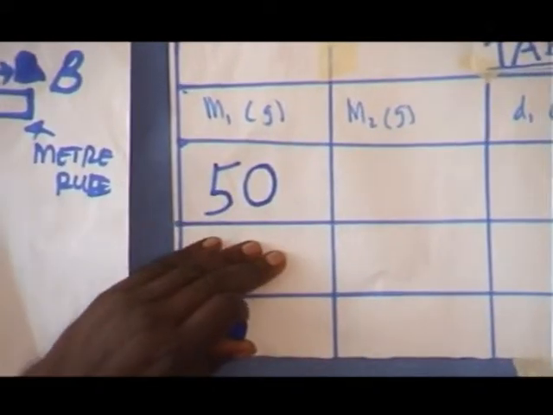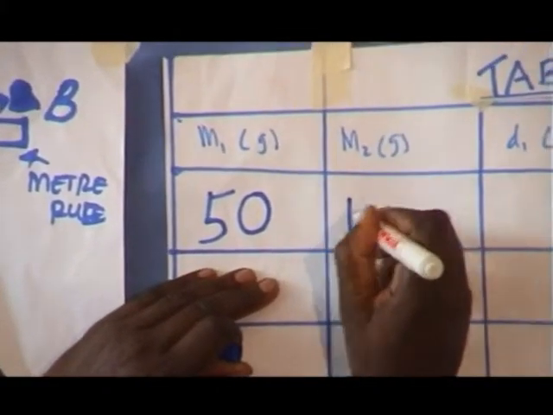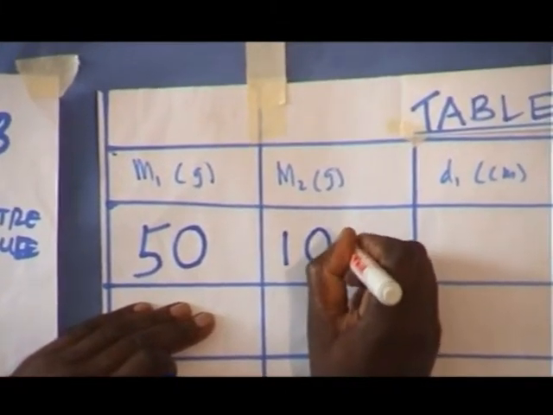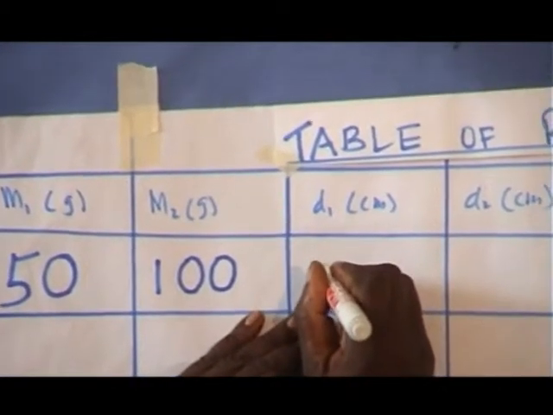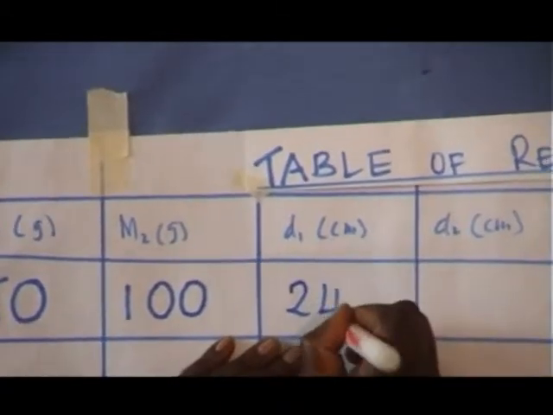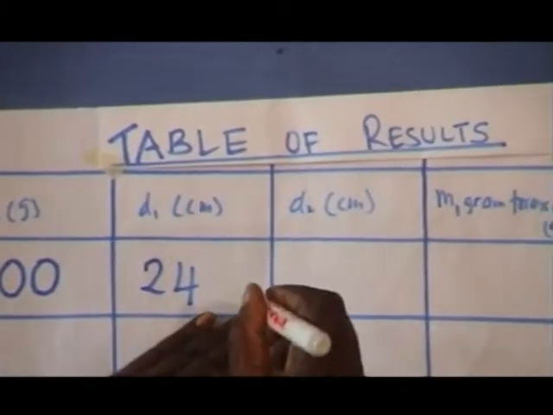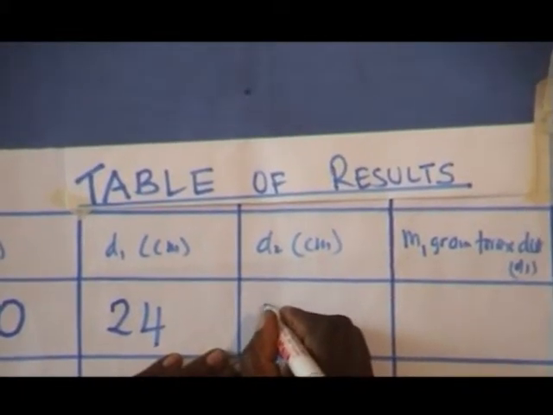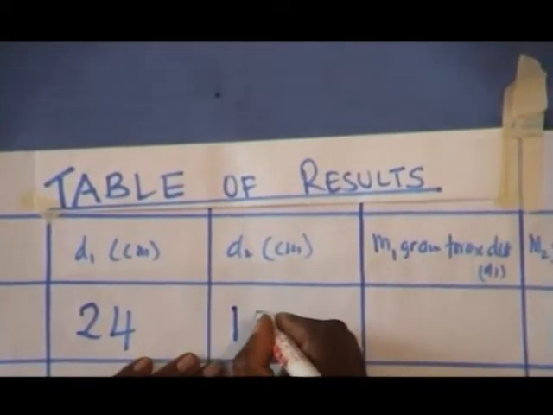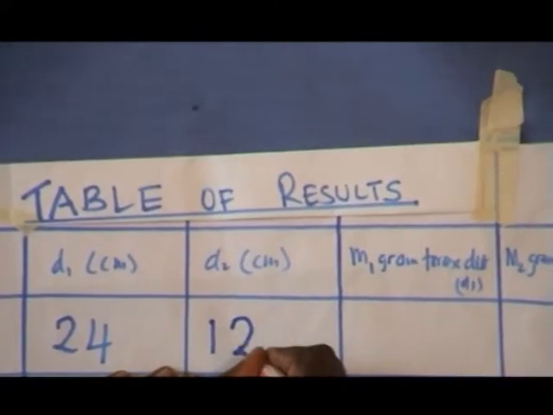M1 is 50 grams, M2 is 100 grams, distance 1 is 24 centimeters, distance 2 is 12 centimeters.